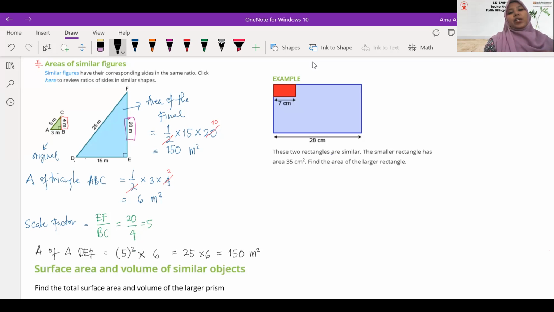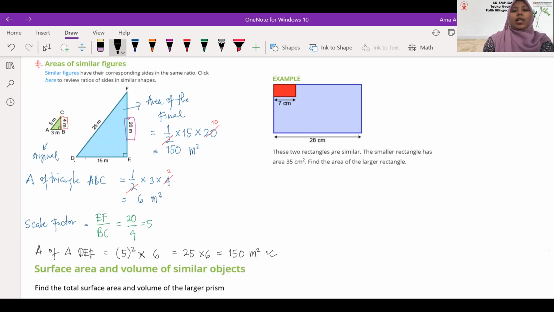So now with the scale factor, you can find the area of the final, the final after transformation. This original triangle is getting bigger, meaning it increases. What do we call it? Enlargement. So it's enlarged with the scale factor of 5. Therefore the area is the square of the scale factor multiplied by the area of the original.